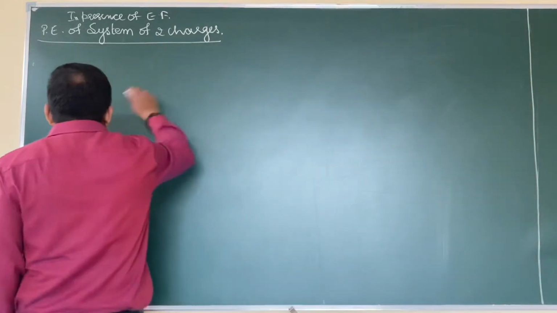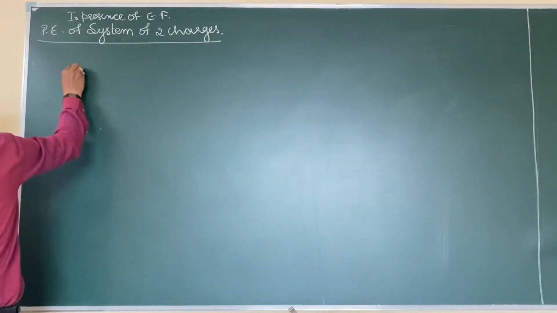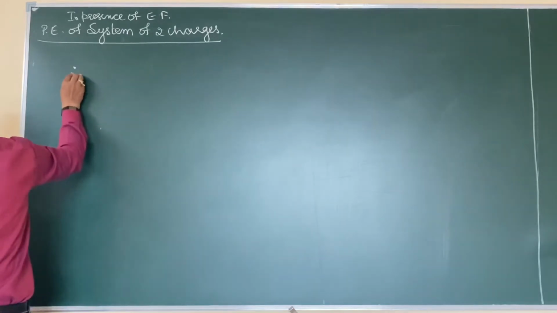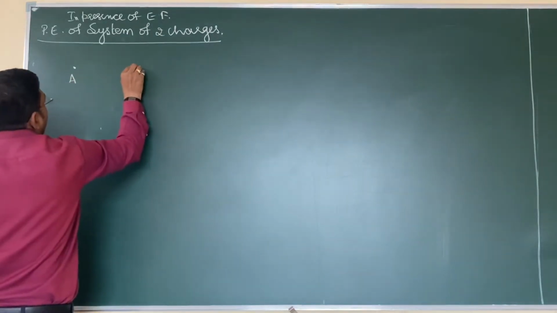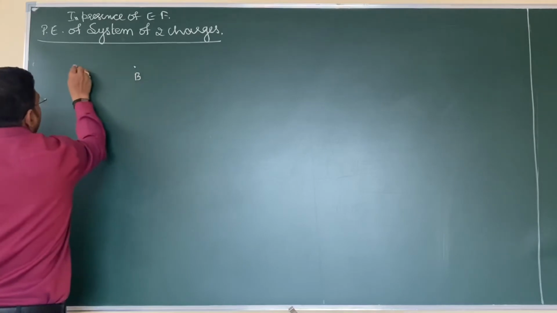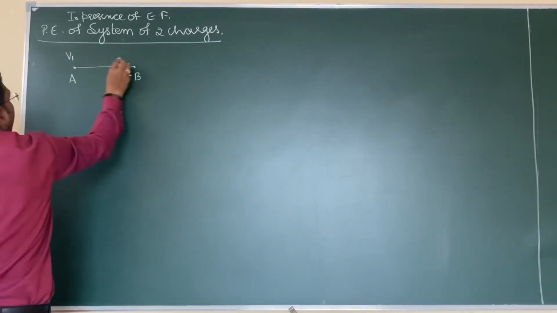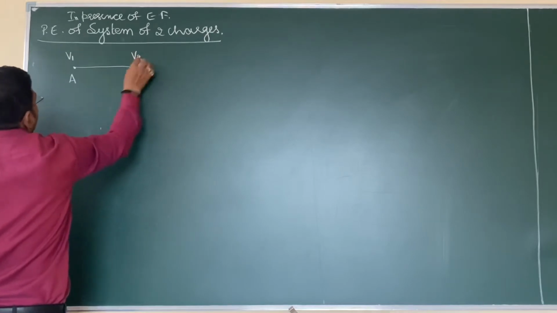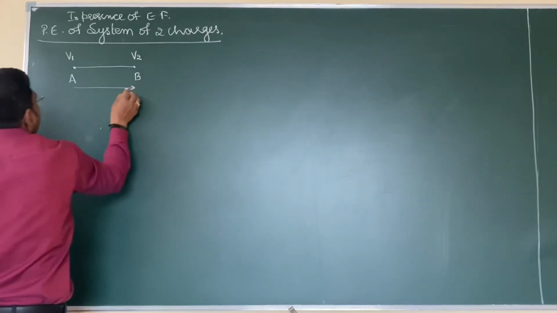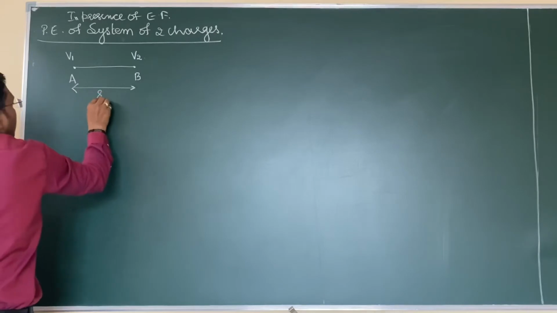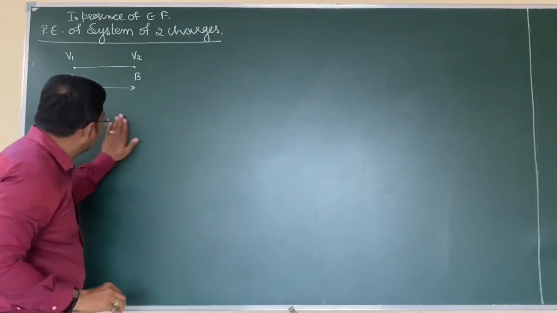Okay, see here, let us assume that A and B are the 2 points where V1 and V2 be the potential, then A and B are separated by the distance R.